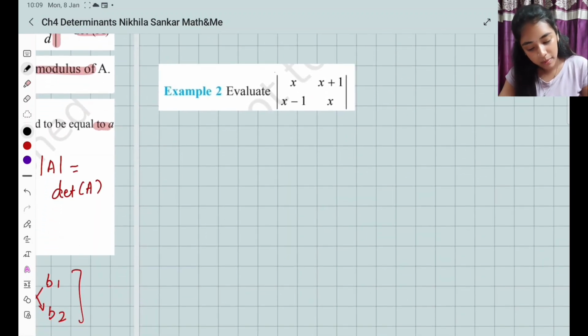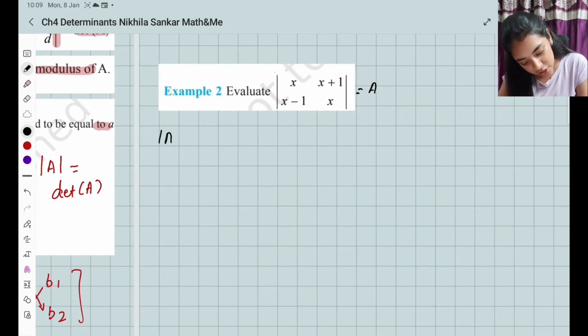இப்போ second evaluate பண்ணலாமா? So let this be determinant A. So determinant A is going to be first இது ரெண்டுத்தையும் cross multiply பண்ண போறேன்.